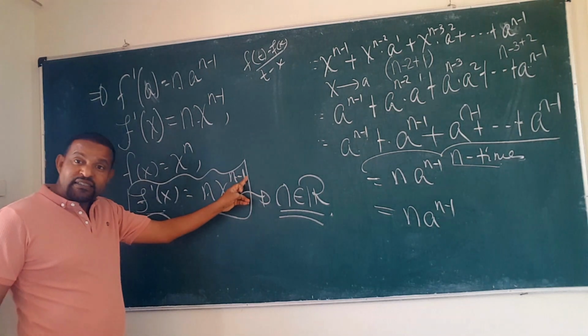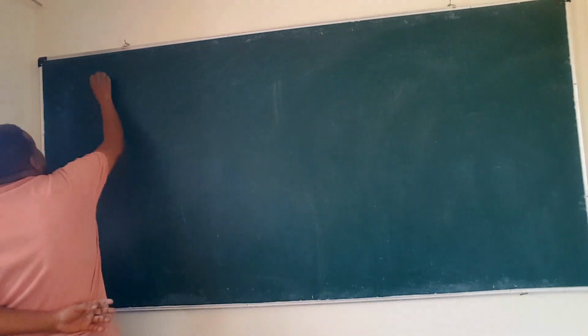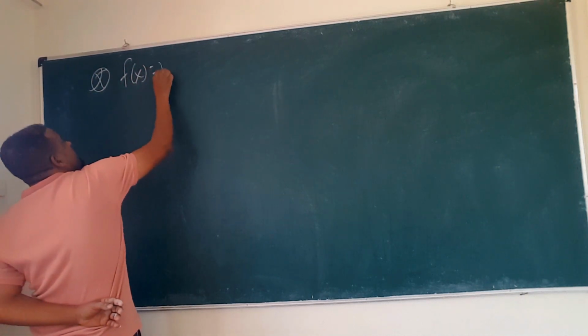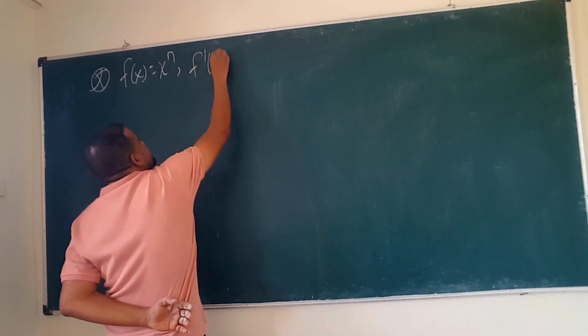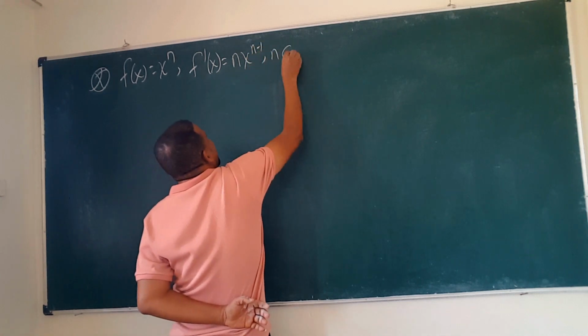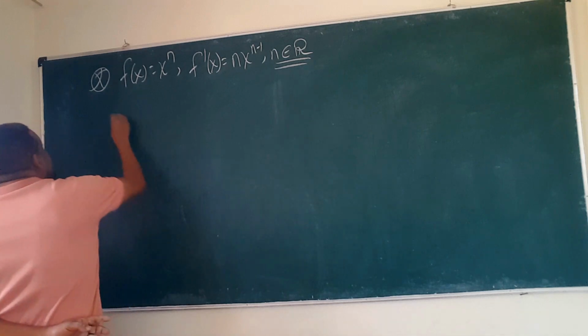We bring the exponent here as a coefficient, times x the power of the exponent minus 1. Let's do examples. The derivative of any power function f of x is equal to x the power of n is given by n times x the power of n minus 1, where n comes from the set of real numbers. So, examples.